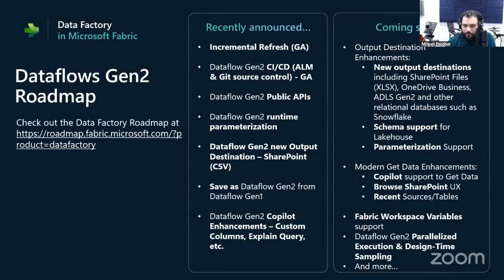We're going to be adding support for Fabric workspace variables pretty soon. Parallelized execution, design time sampling, really a lot more. That's just going to come in the next few months. But yeah, that's about it. That is the last slide of the presentation.